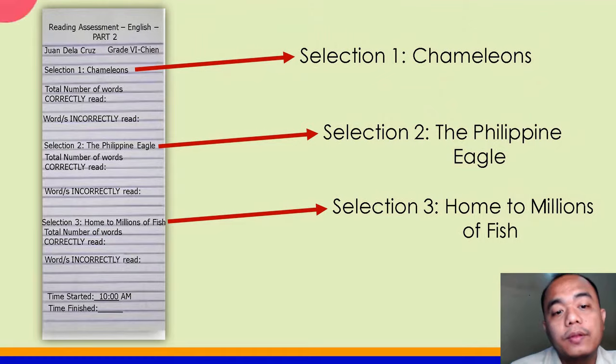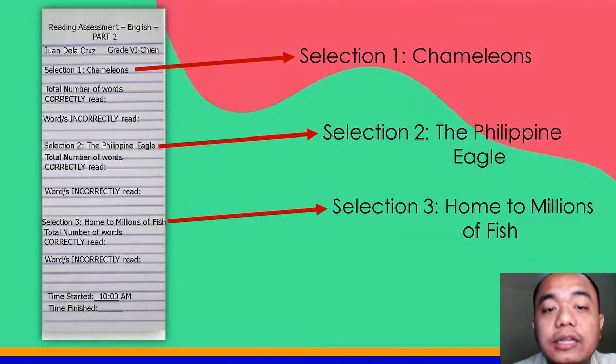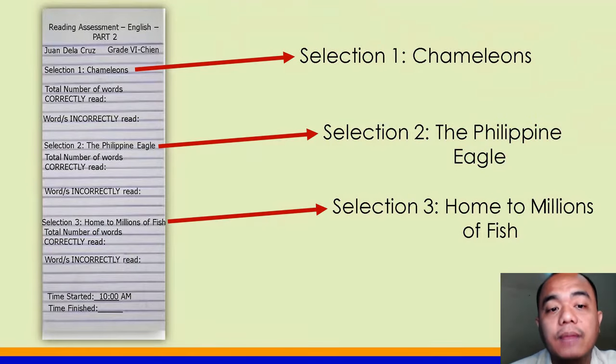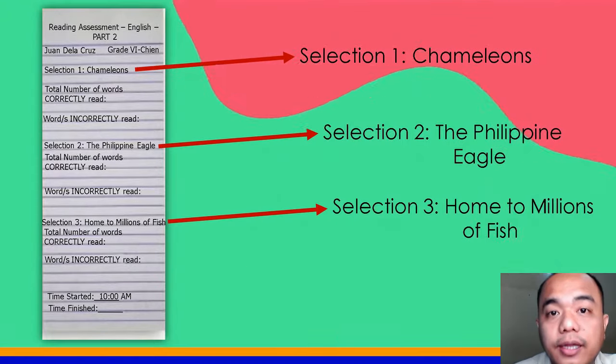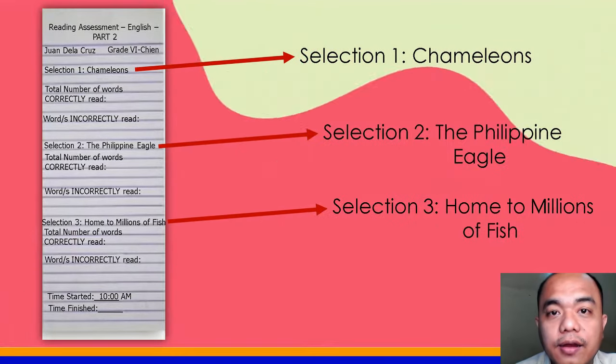For example, you started the activity at 10 a.m. So you write 10 a.m. in the time started below. Is that clear?